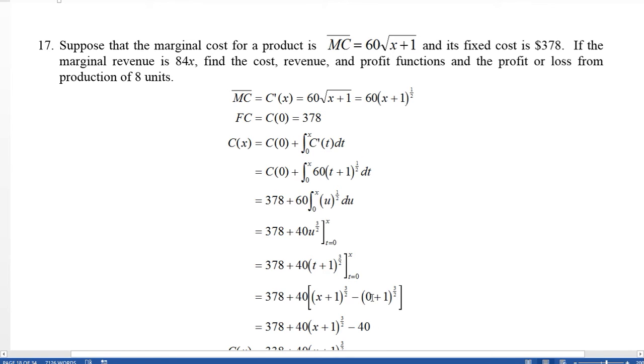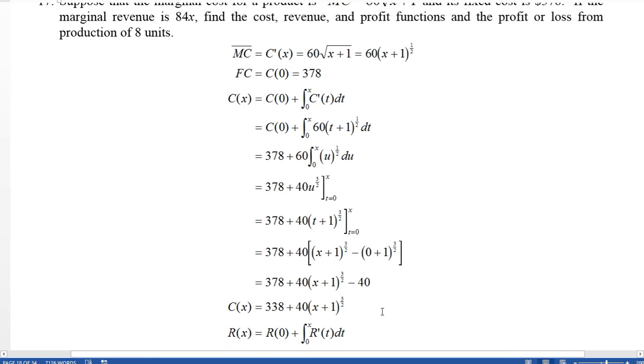So let's see. Let's do this part first. 0 plus 1 is 1 to the 3/2 is 1. So this is just minus 1. I distributed the 40 times that minus 1, gave me the minus 40 here. I have 40 times this part right here, and I take the minus 40 and the 378 put together is 338. So the cost is 338 plus 40 times X plus 1 to the 3/2. And so if you plug in 0, 0 plus 1 is 1 to the 3/2 is 1, is 40. 40 plus 338 is 378, which is the fixed cost. And then, of course, this function increases from there. That's the cost function.